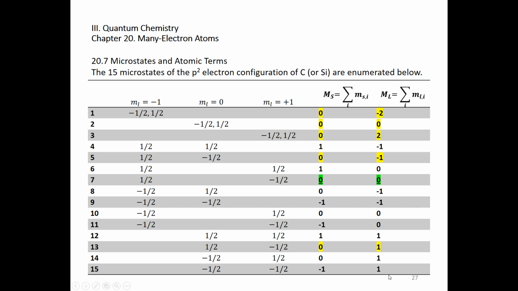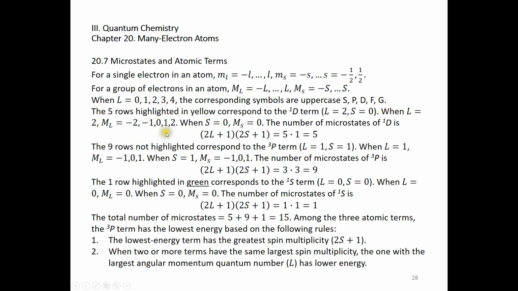So why 9 rows? It's just because m sub S can be negative 1, 0, or 1, and m sub L can be negative 1, 0, or 1. So we have 3 options for m sub S and 3 options for m sub L. In total, we have 3 times 3, that means 9 options. And those 9 options are 9 microstates. They correspond to the 3P term. The angular momentum multiplicity is 3. The spin multiplicity is 3. So 3 times 3, we get 9.